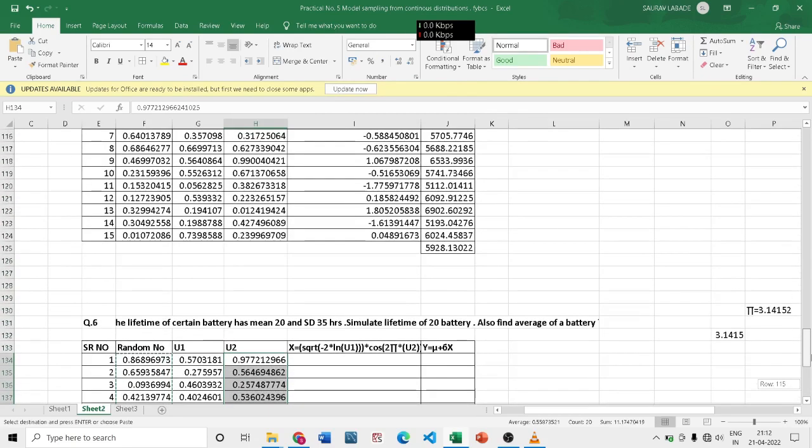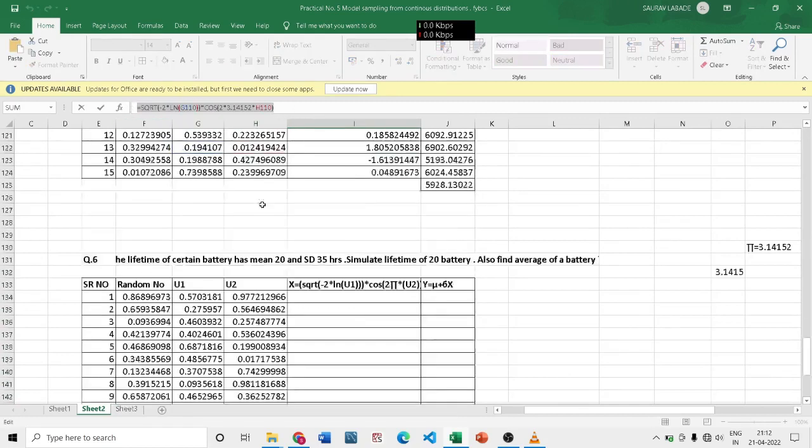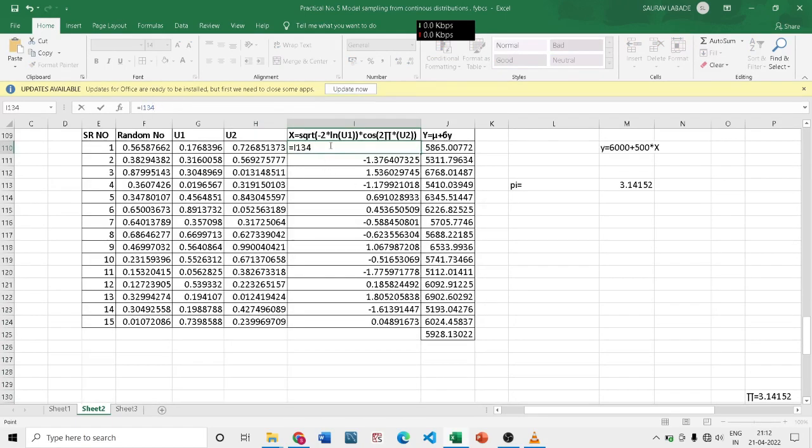Again we will use the formula. So what I will do, I will copy this formula, right? Because the same formula we have to use here, copy, and I will paste. Okay, sorry, here something occurs.